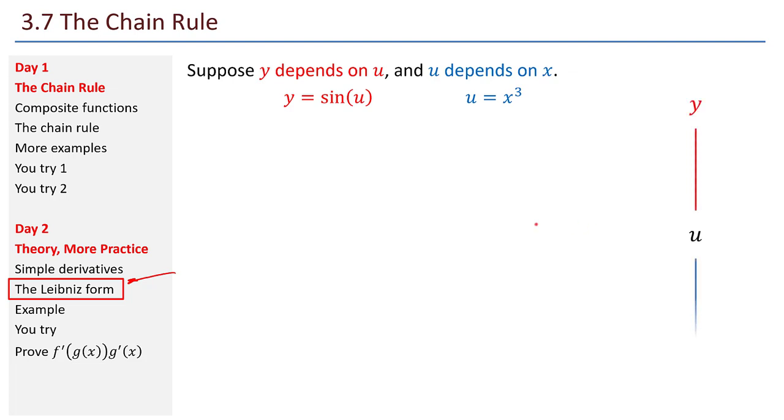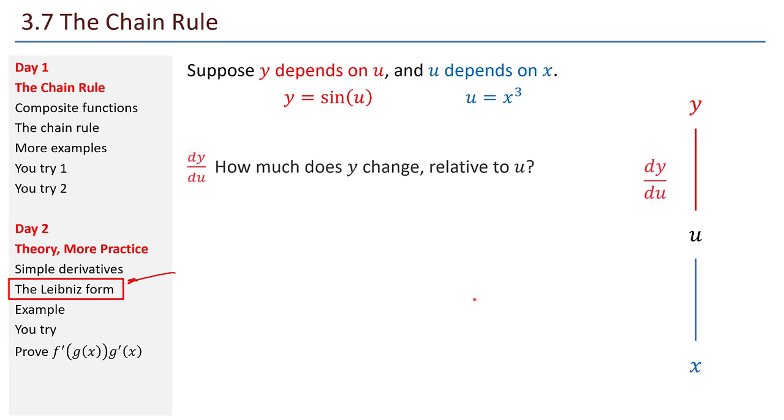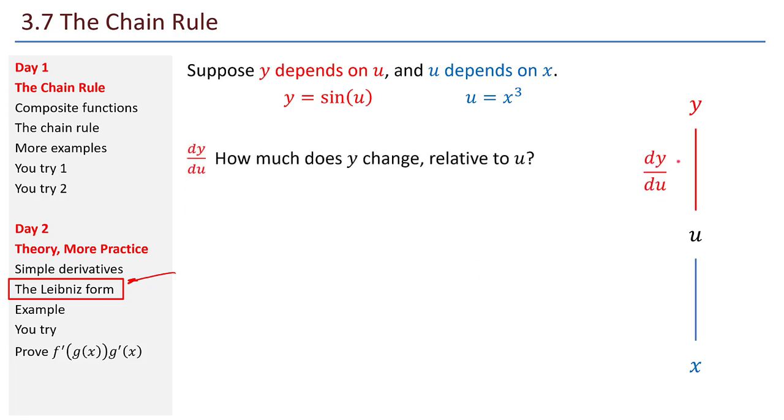What we really have here is a chain of dependencies. Y depends on u, and u depends on x. dy over du, what that means is, how much does y change relative to u? So if dy du is 2, that means that y is changing twice as much as u changes. If u changes a little bit, then y is going to change twice as much. If dy du is negative 2, well, that means that if u changes a little bit, y changes twice as much in the opposite direction.